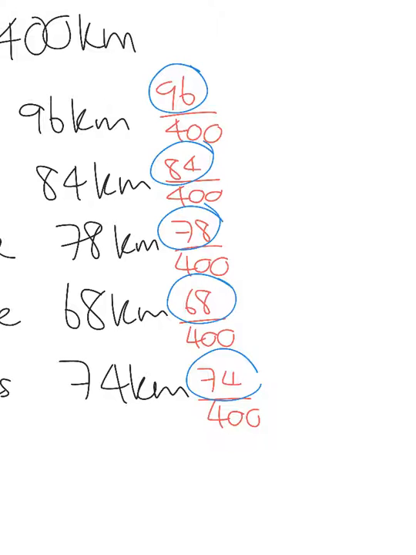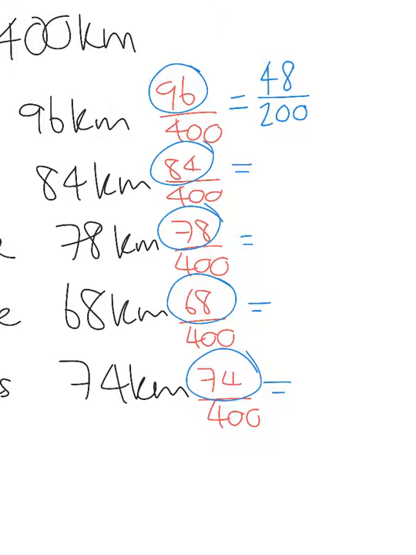So what we need to do now is simplify. I'm noticing that even if I don't know my 74 times tables, or my 96 times tables, or my 84 times tables, they're all even numbers. So let's divide everything through by 2 to start off with and see if that makes it any easier. So 96 divided by 2 is 48. And 400 divided by 2 is 200. So let's do that for all of them and see what happens.